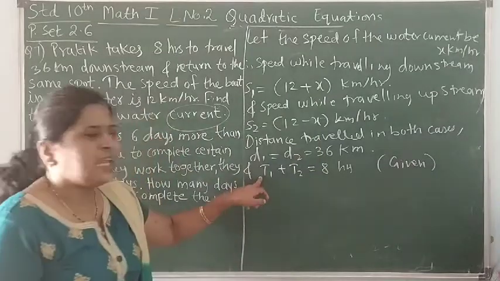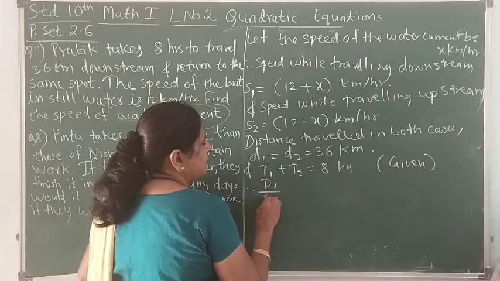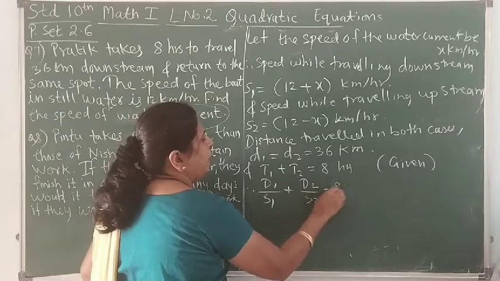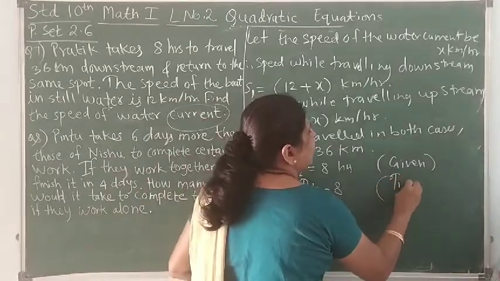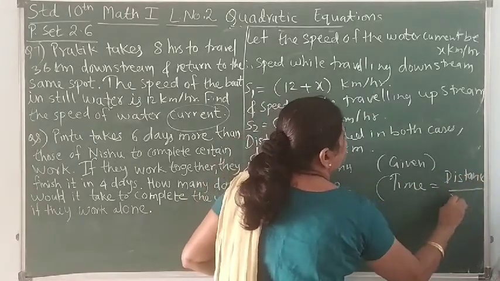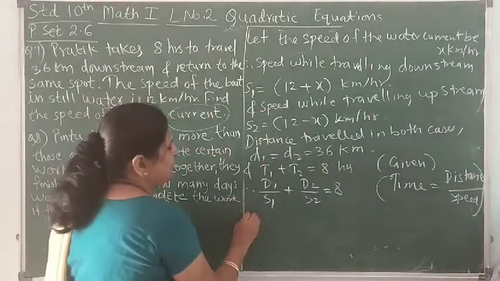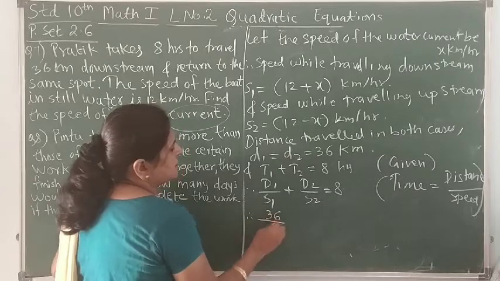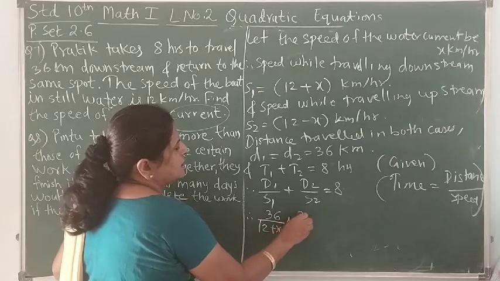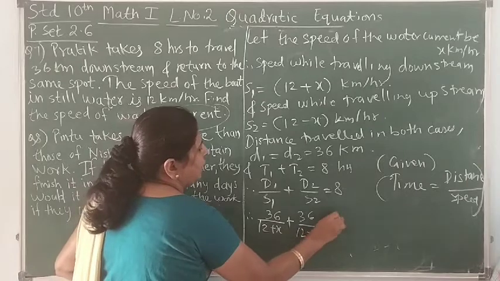Now what is T? T1 is time, which is equal to distance upon speed, and for T2 it is D2 upon speed, and the sum is equal to 8. We can write the formula: time is equal to distance upon speed. Now substitute. What is the distance over here? It is 36. So 36 upon S1, which is 12 plus x, plus 36 upon S2, which is 12 minus x, is equal to 8.